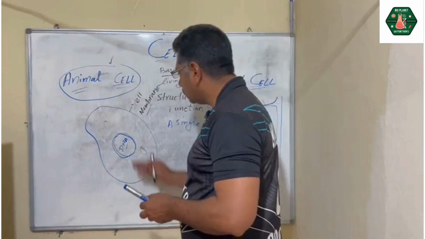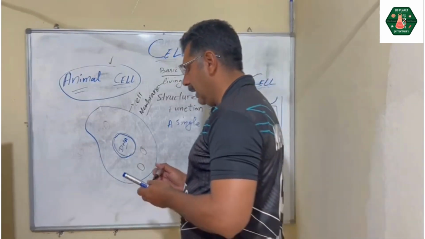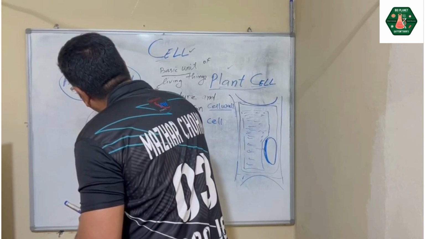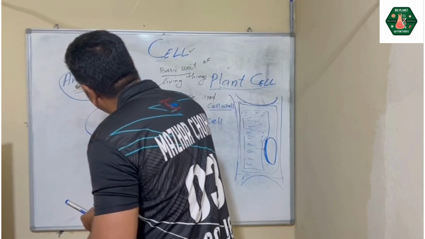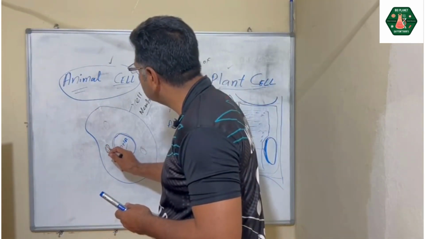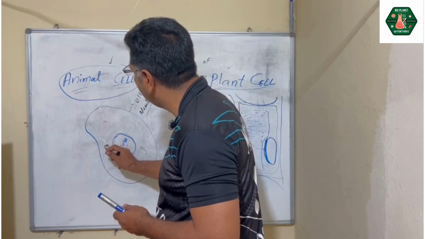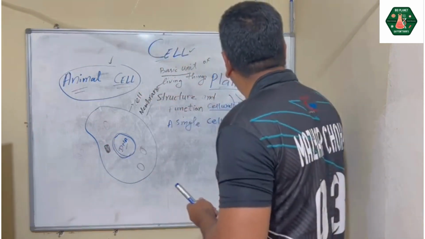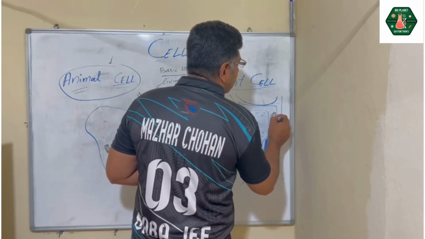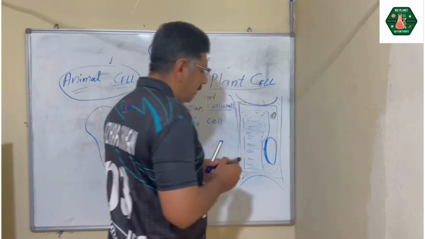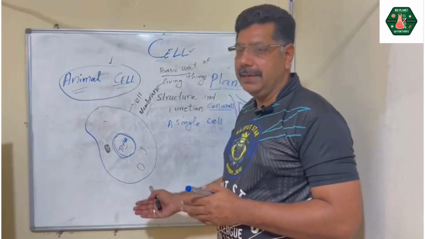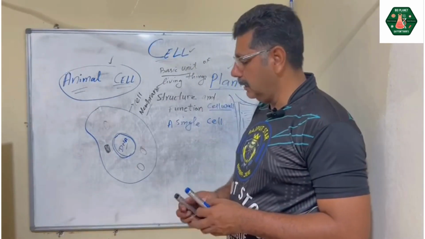Next to this, there is mitochondria in animal cell. Mitochondria is there in animal cell, which is also present in plant cell. Mitochondria, it's the powerhouse of the cell that helps to release energy in the form of ATP.